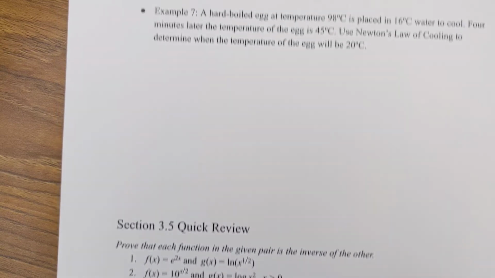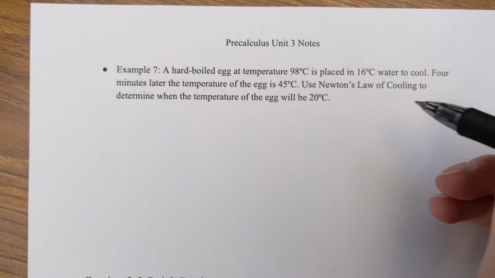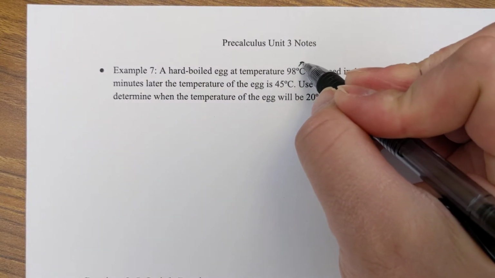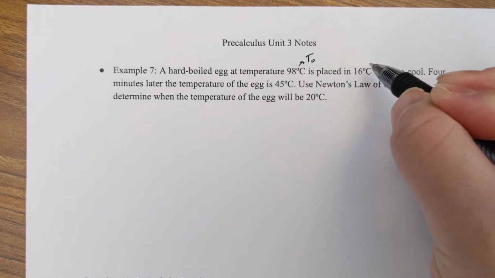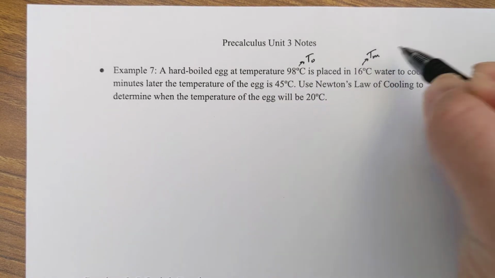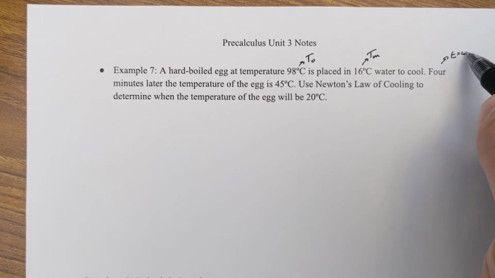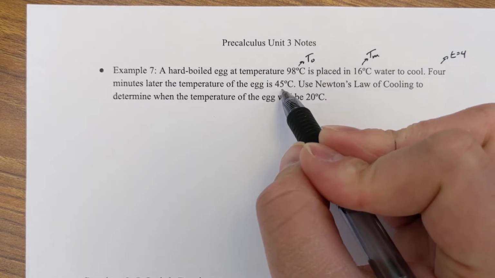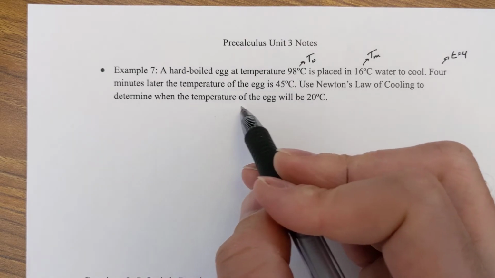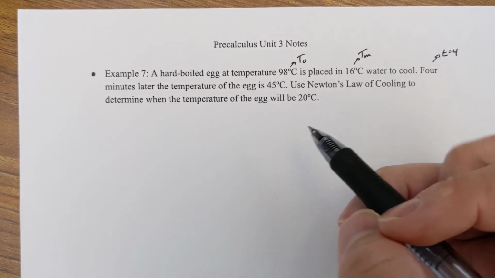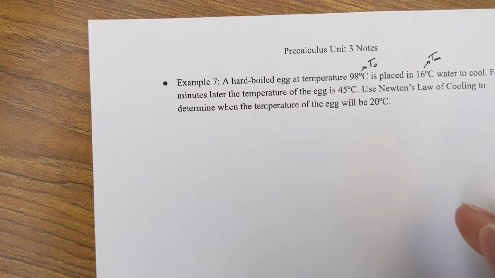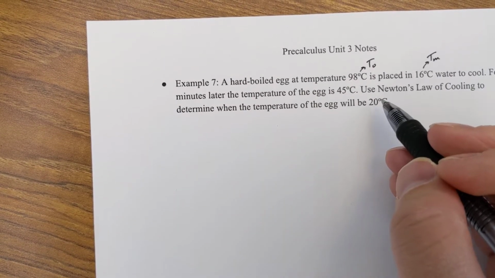Okay, so for example 7, a hard-boiled egg at temperature 98 degrees, so that is my T0, is placed in 16-degree water to cool, that's Tm. 4 minutes later, so that is little t, the temperature of the egg is 45 degrees. Okay, so we actually have to cycle through this problem twice because we need to figure out what k is first, and then use that to finish the problem.